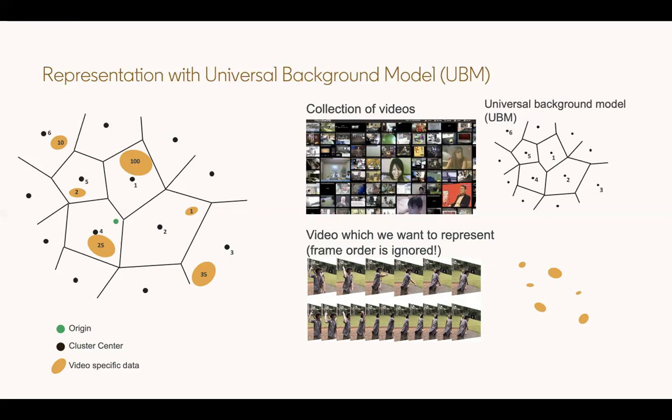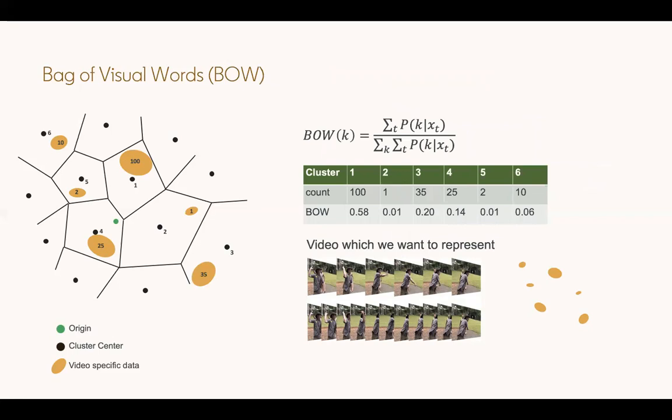The way we compute these video-specific statistics determines the specific model that is being used to compute these features. One of the simplest approaches is to use a bag of visual words model, where the statistic that we use is simply the counts of the video for each cluster. In other words, we have 100 for cluster one, one for cluster two, and 35 for cluster three. This would give us a histogram over these 256 clusters.